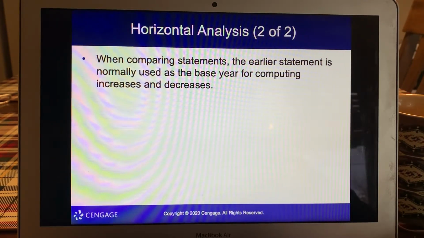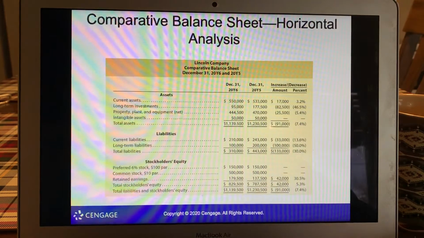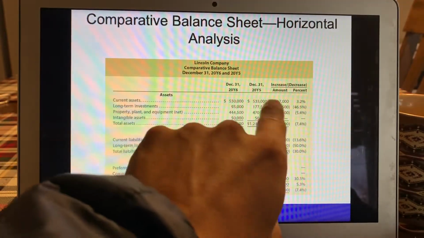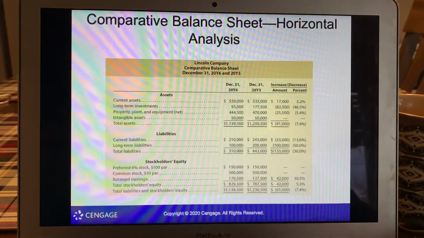When comparing statements, the earlier statement is normally used as the base year for computing increases and decreases. So here's a comparative balance sheet, and this is a horizontal analysis. Right here it shows 2016, 2015, and then an amount of increase or decrease, and then you give the percentage as well.